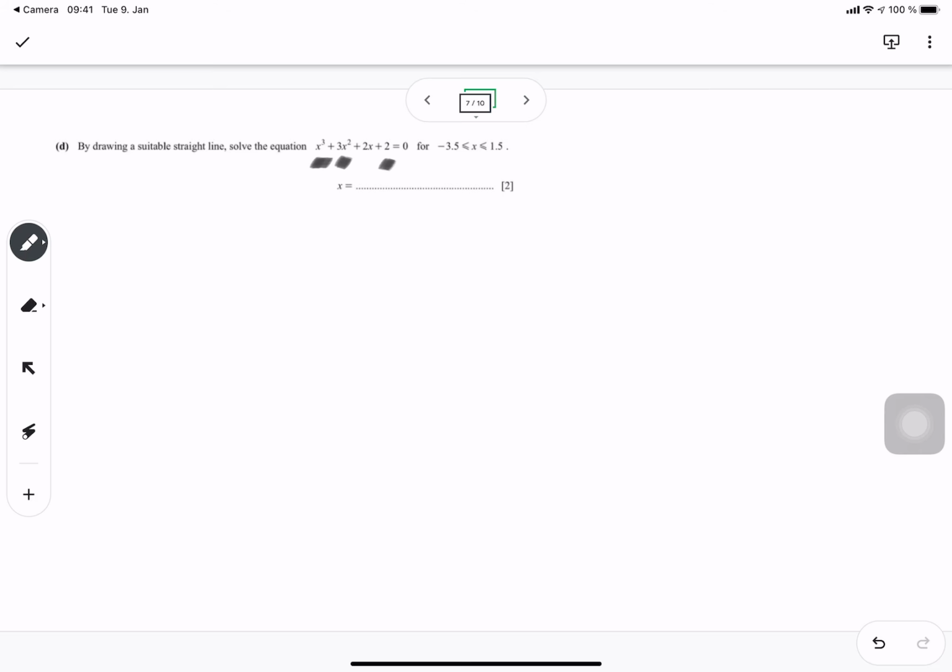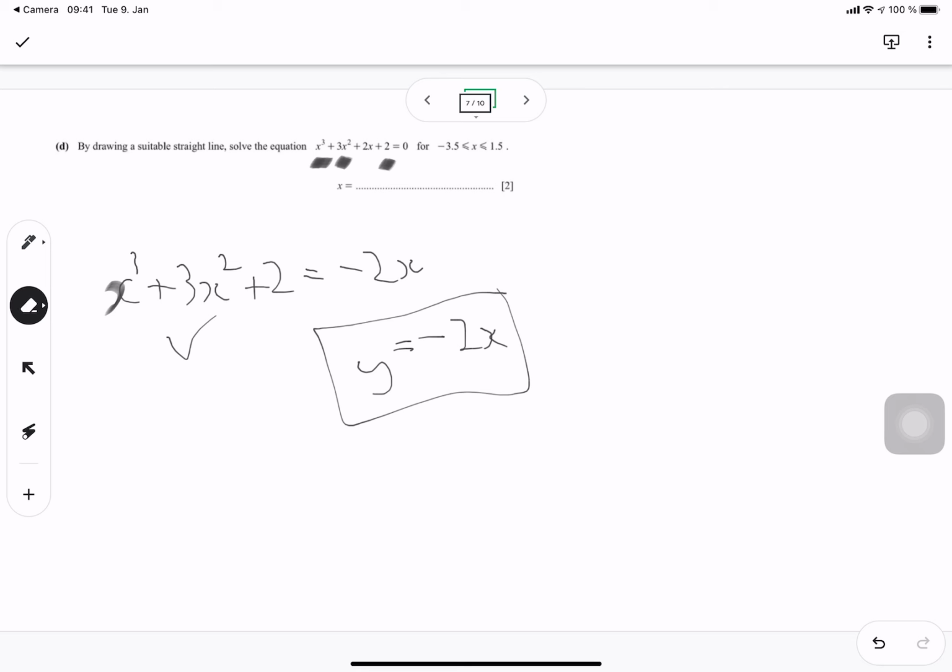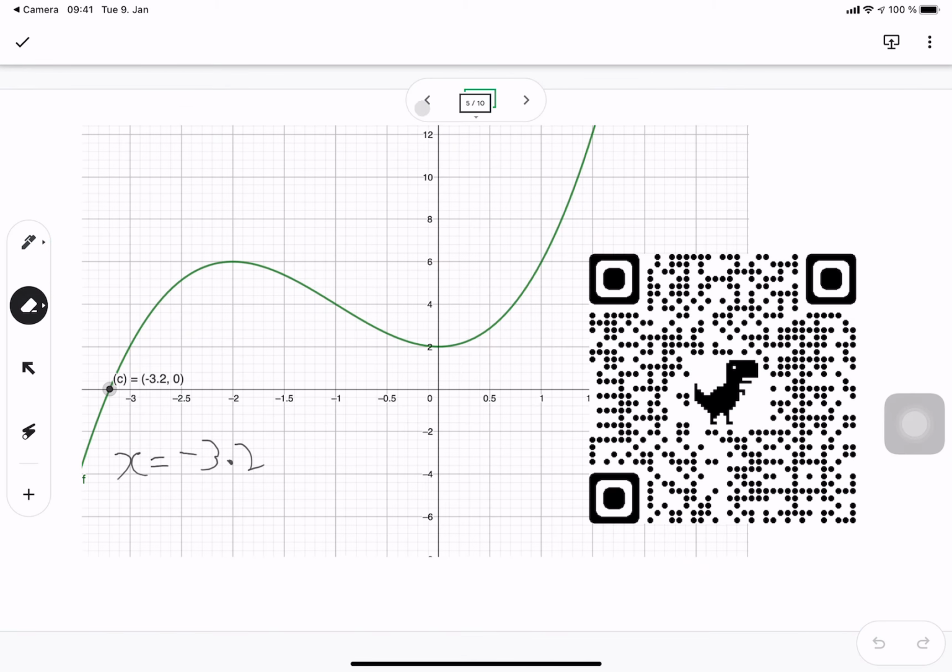So I want to know, how do I get rid of plus 2x? Well, I minus 2x. Then that gives me x cubed plus 3x squared plus 2 is equal to minus 2x. So I've already got this function drawn, and if I just plot the function y equals minus 2x, we're interested in the x-value where they intersect. You can tell that because it says a suitable straight line, and y equals minus 2x is a straight line.